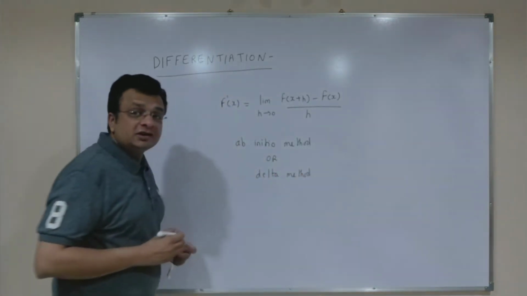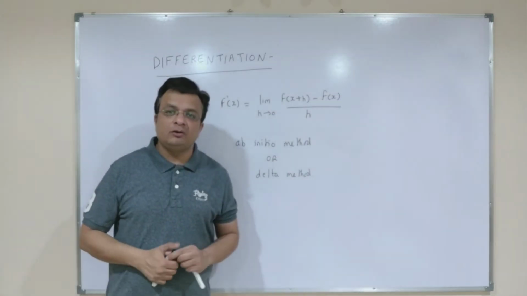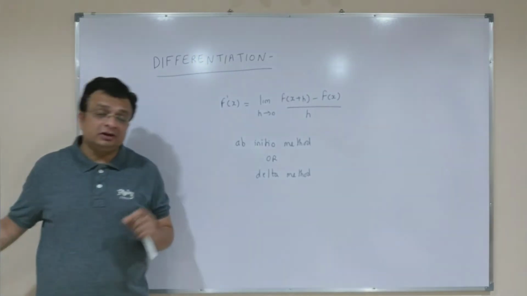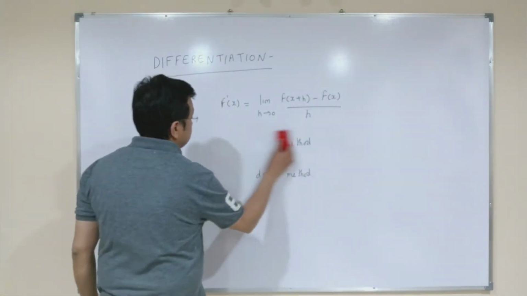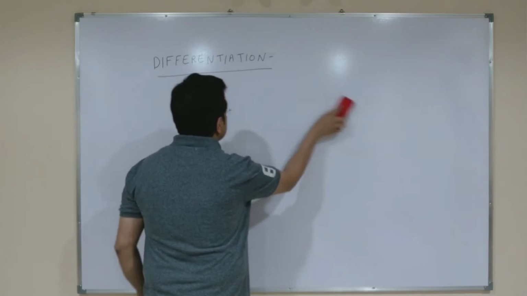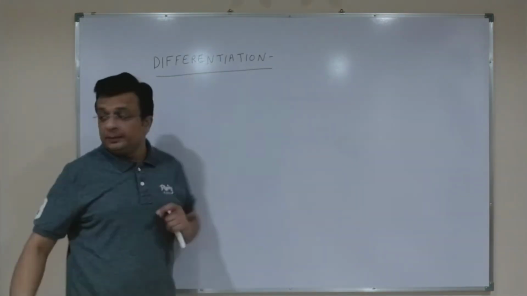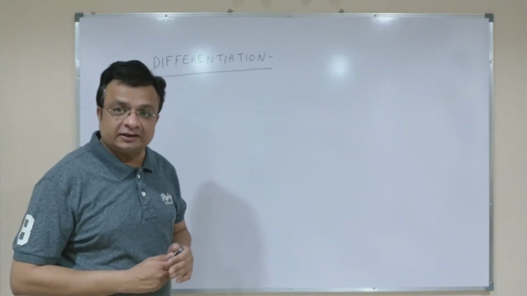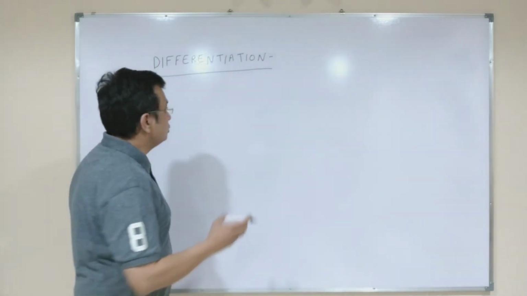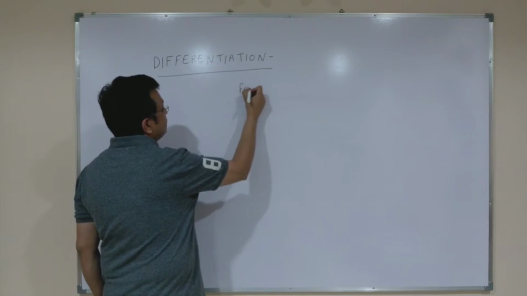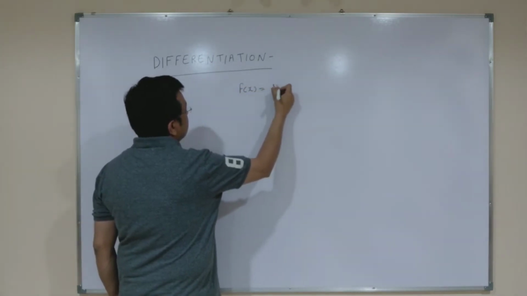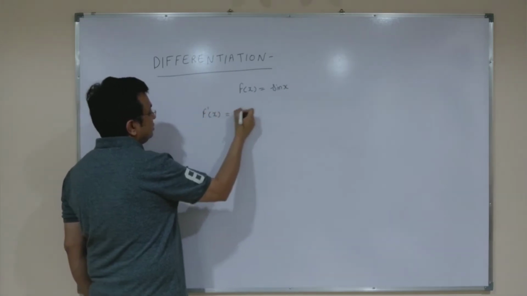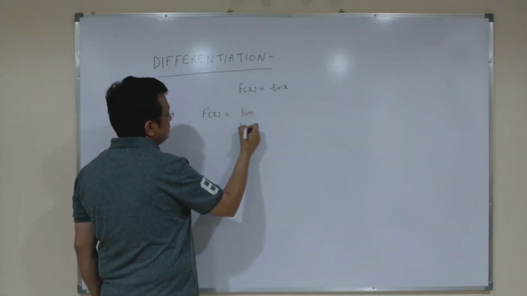Using this we'll prove all the formulas of differentiation. So, first of all, let's prove some formulas. Let's say we want to find the differentiation of sin x. Let f x be equal to sin x. Then f dash x is equal to limit h tends to 0.